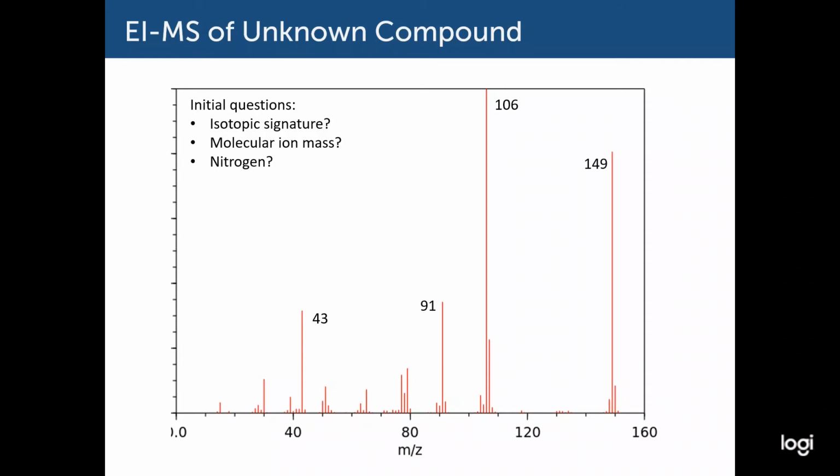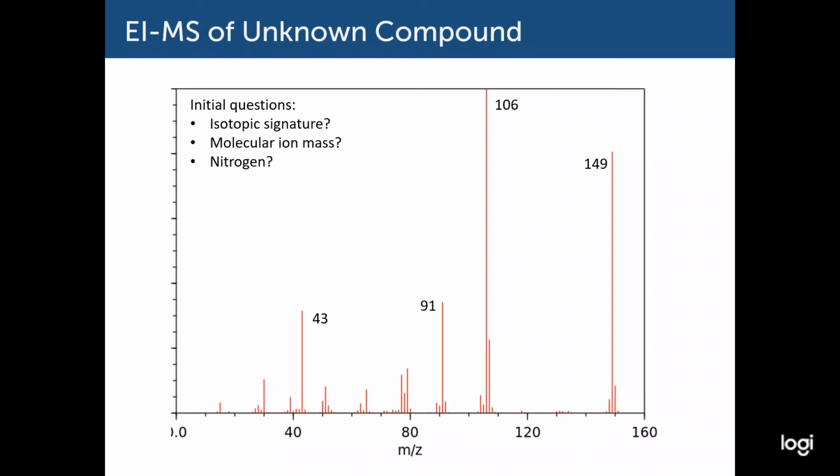And then the last question is whether I have a nitrogen or not. So I'm again going to apply the nitrogen rule to what I think the molecular ion is, so 149. That's an odd number, and that means that I've got an odd number of nitrogens. So 1, 3, 5. Usually I'll make the assumption initially that I've got one nitrogen until I'm proven wrong.